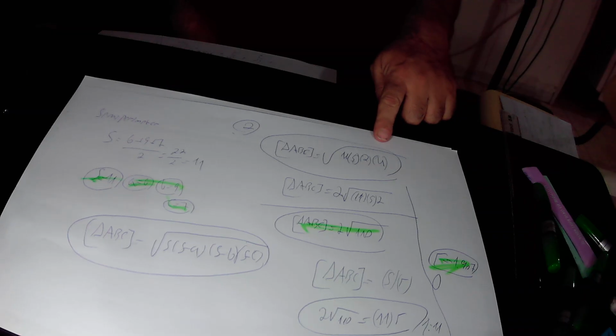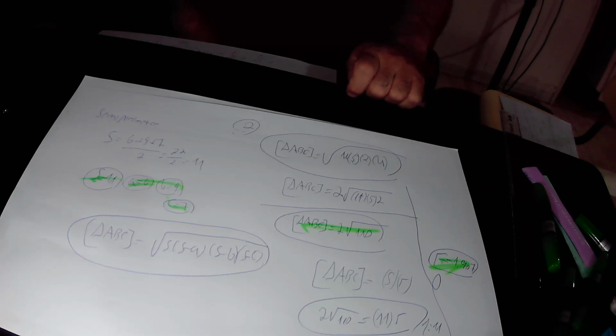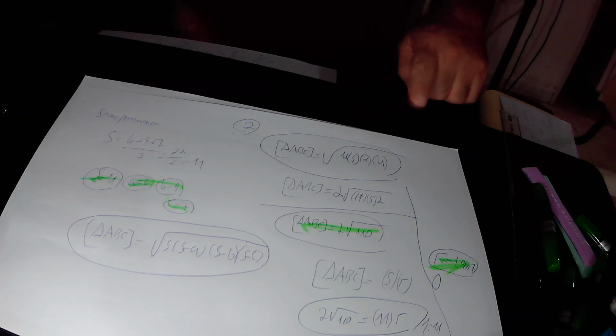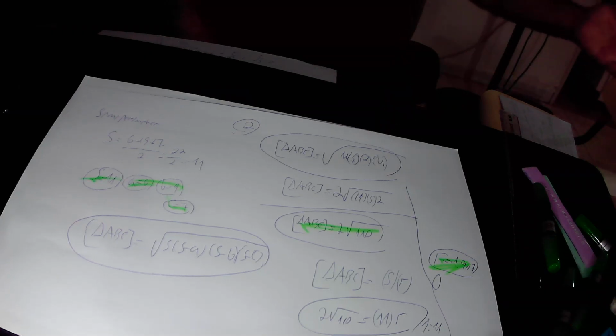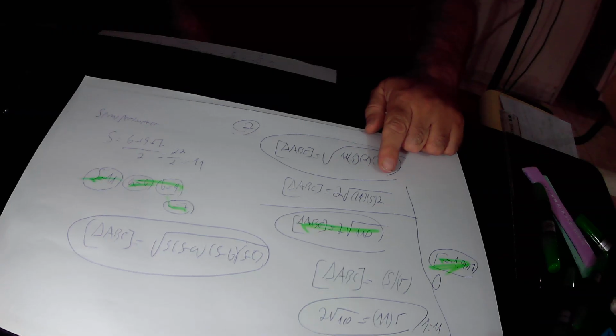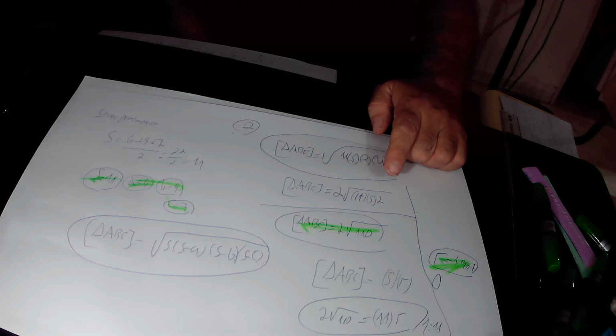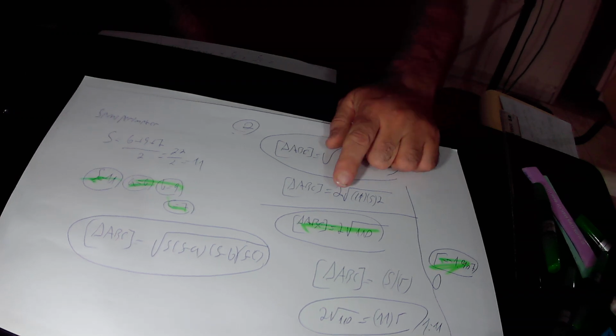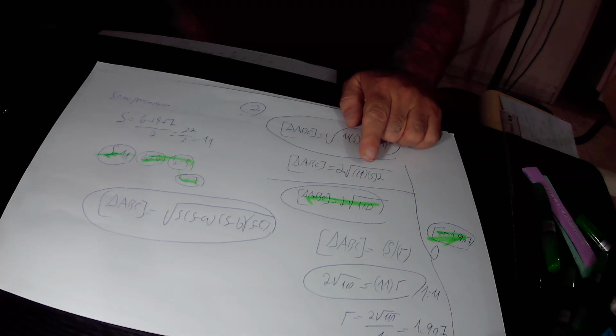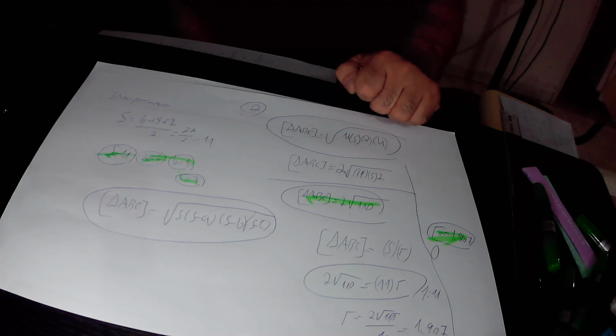The square root of 4 is 2. So we took 4 out of this root. We find that the area of triangle ABC equals 2 times the square root of 4. Inside the root we are left only with 11 times 5 times 2. 11 times 5 is 55, and 55 times 2 is 110. So in total, the area of triangle ABC equals 2 times root of 110.